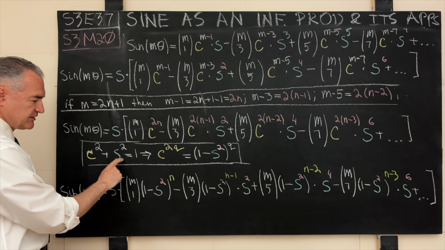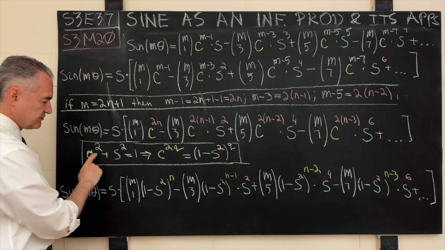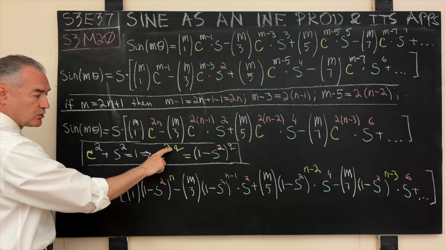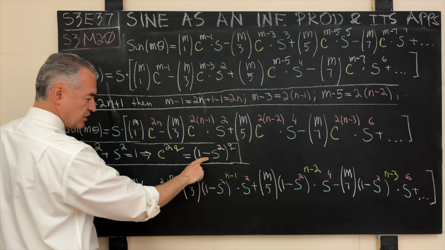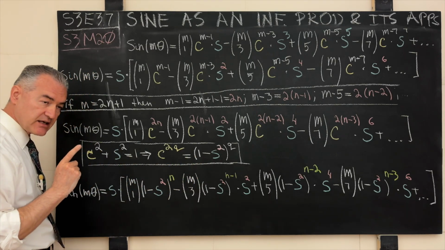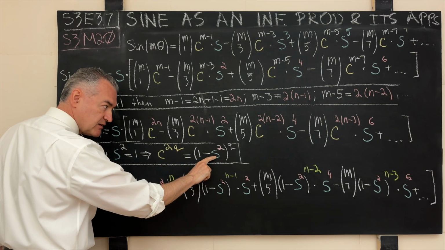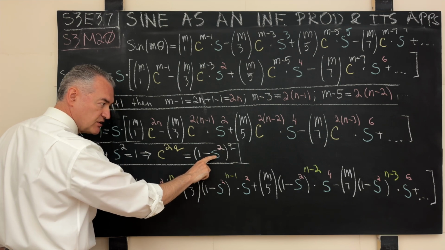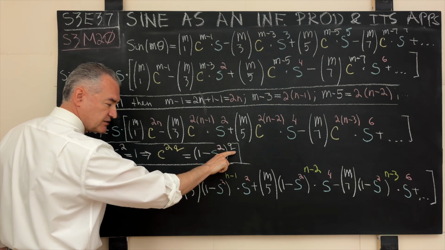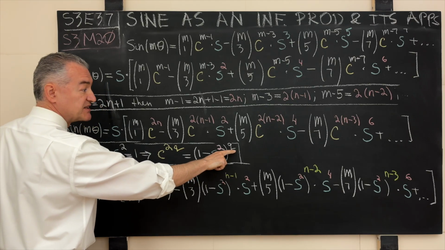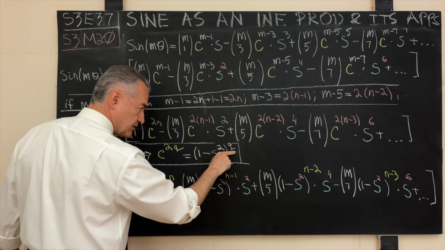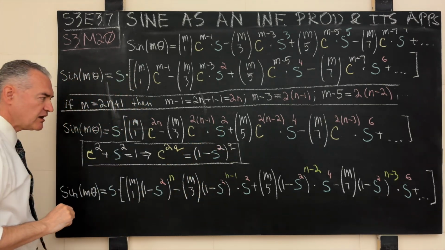We have 1 minus s squared. And then if c is raised to any even power 2q, then we have this expression that contains nothing but the second power of the trigonometric function of sine. And this exponent over here is an integer, positive integer. And why do we need that?